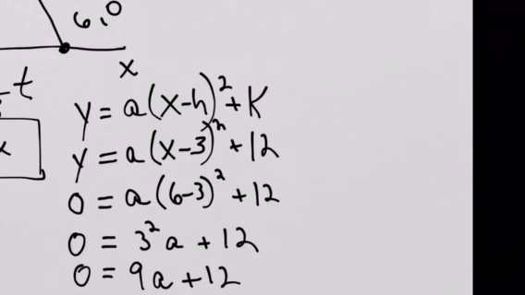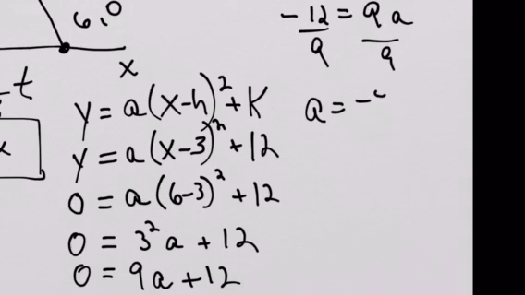Now we'll subtract 12 from both sides. And I have negative 12 equals 9a. I'll now divide by 9 on both sides. Once I do this, I have a equals negative 4 over 3. And that's the first step towards solving this whole nasty equation. Pause.